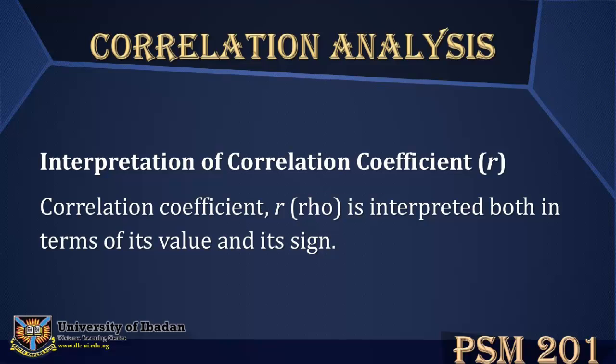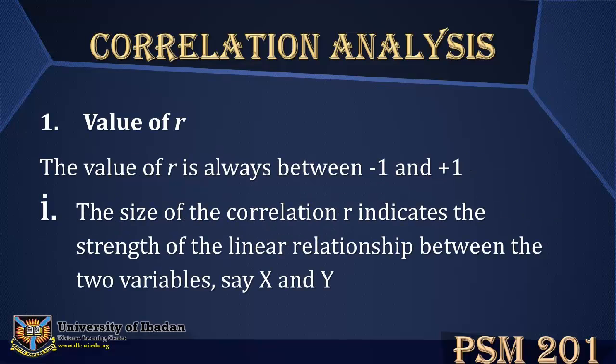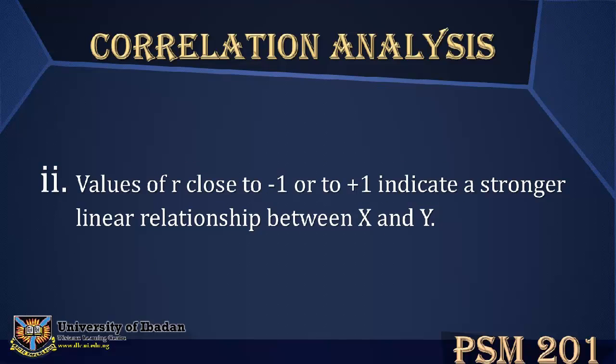Interpretation of correlation coefficient R. Correlation coefficient R, rho, is interpreted both in terms of its value and its sign. Value of R. The value of R is always between -1 and +1. The size of the correlation R indicates the strength of the linear relationship between the two variables, say x and y. Values of R close to -1 or to +1 indicate a stronger linear relationship between x and y.